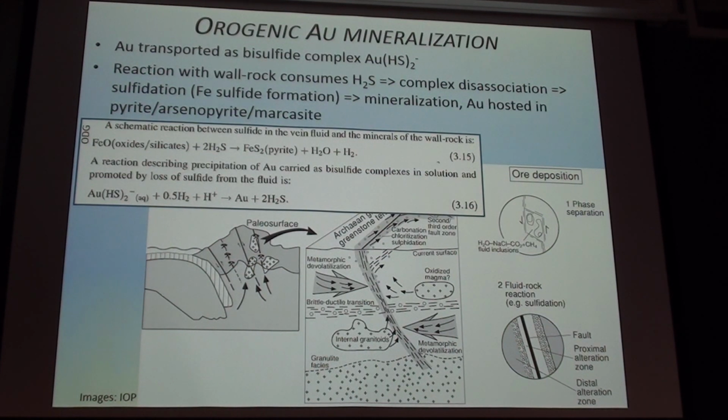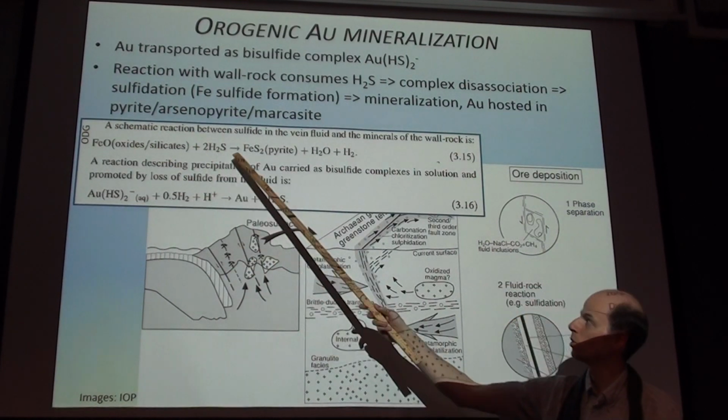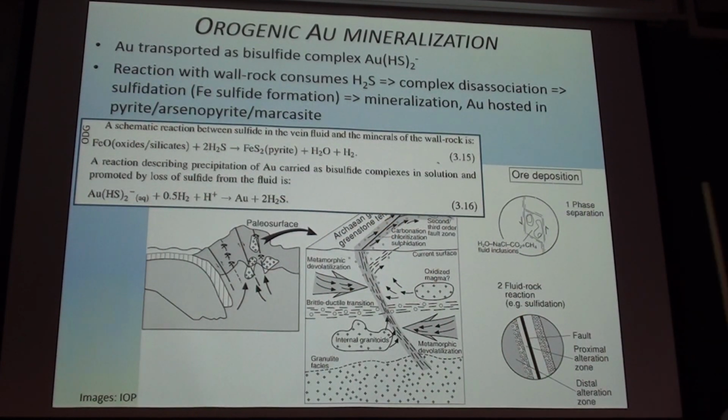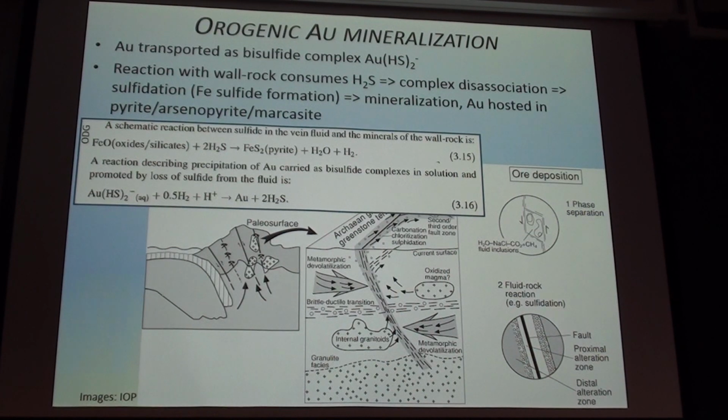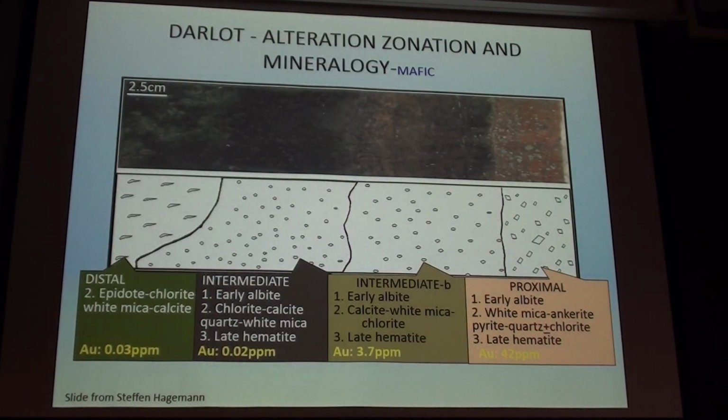It reacts the H2S with iron oxide, for instance, to form pyrite that causes dissociation of the gold bisulfide, and so we've got basically precipitation of gold within the sulfides, so gold hosted in the pyrite, arsenic pyrite, marcasite. And this is what some of these fractures look like.